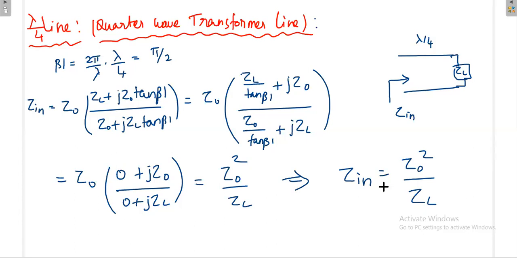Okay, so this particular line is called a quarter wave transformer or impedance transformer, because see what is happening once you have the formula like this. Your input impedance is equal to Z0 square divided by ZL. What is the meaning of this? Say if you have a line like this, a lambda by 4 line, if you connect some high load impedance here, then what will you observe here?